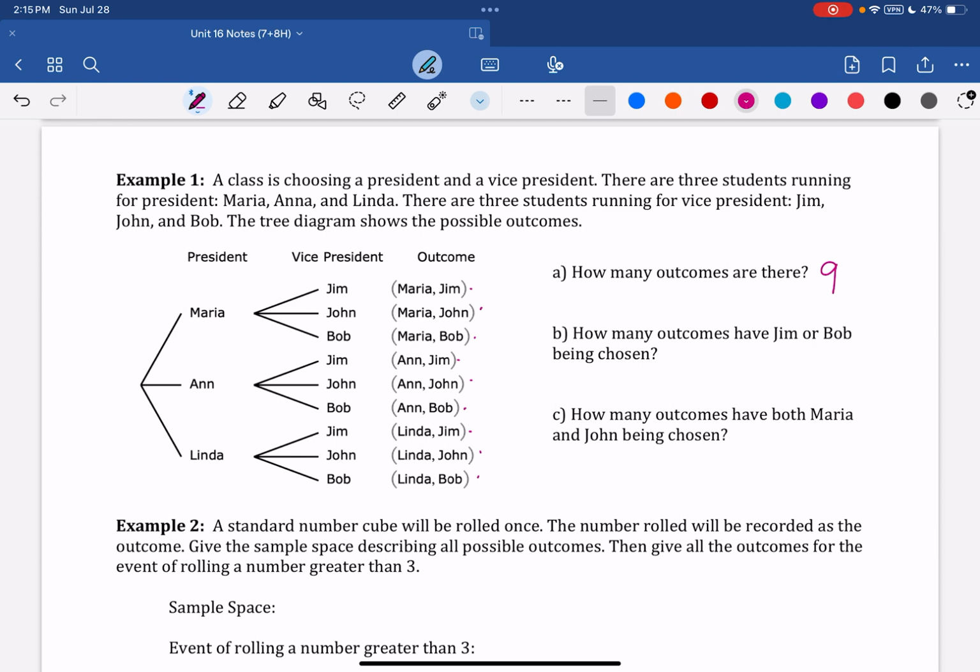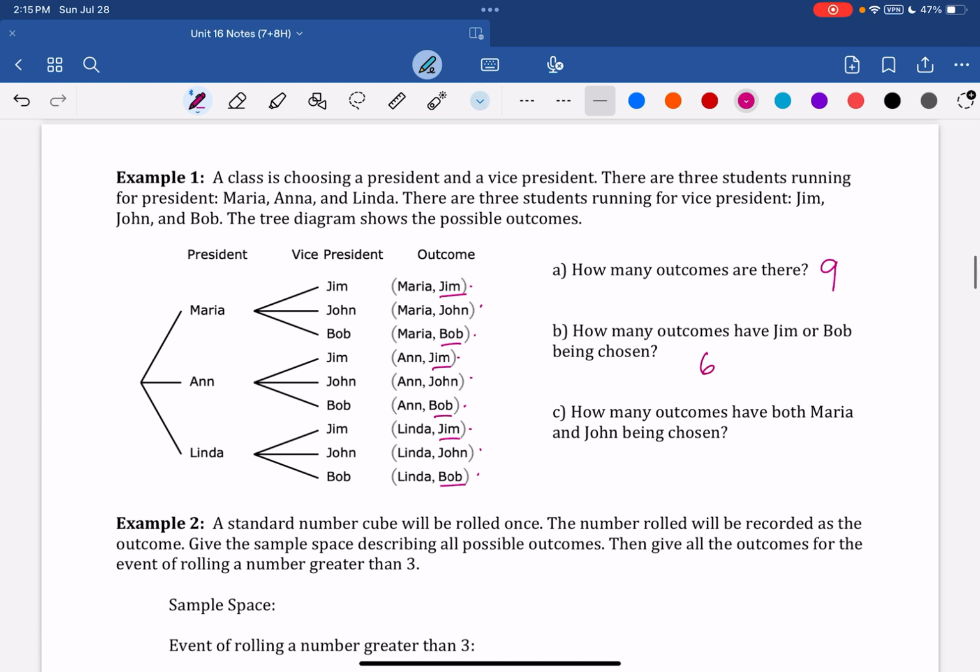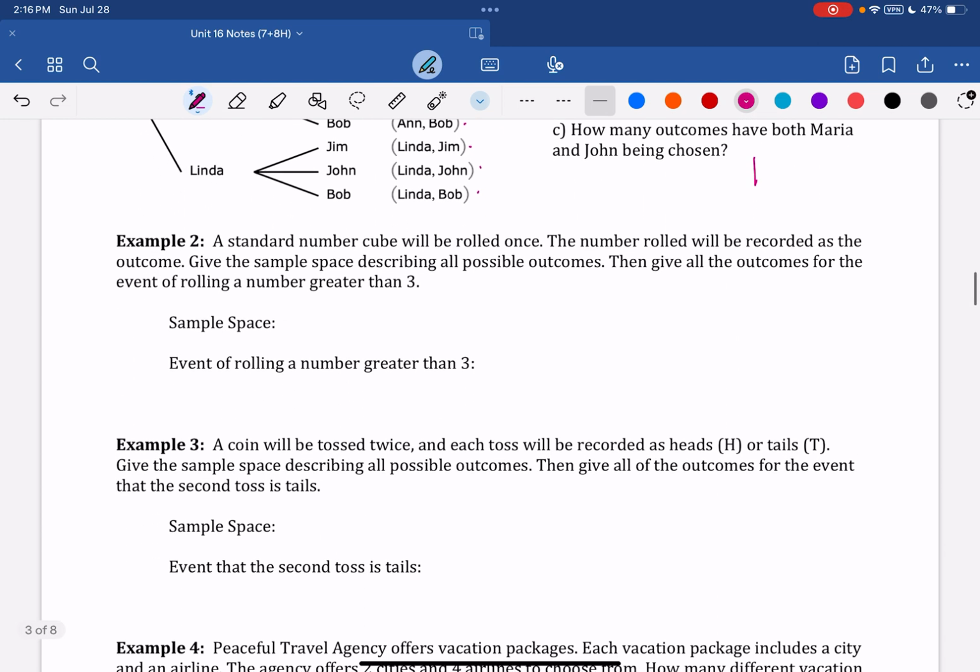How many outcomes have Jim or Bob being chosen? Okay, so Jim or Bob, Jim or Bob, Jim or Bob. So 6 of them. Now, how many outcomes have both Maria and John being chosen? Okay, so Maria and John there. Do we have any others that include Maria and John? No.